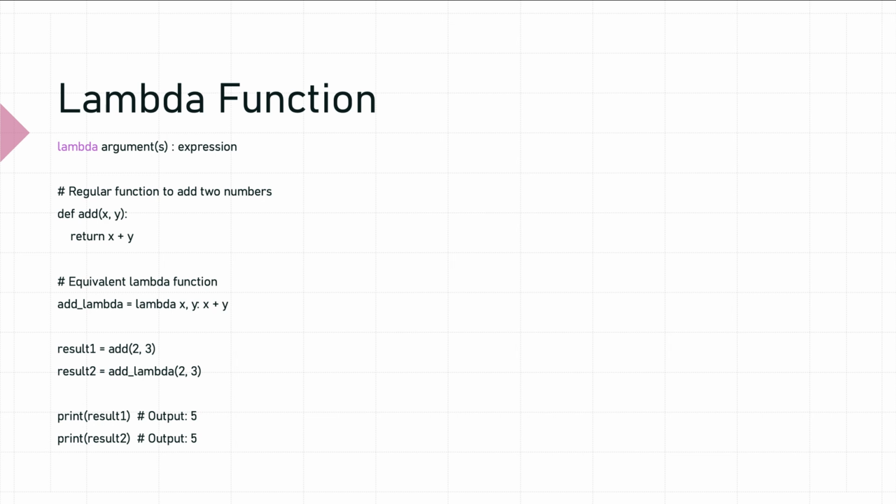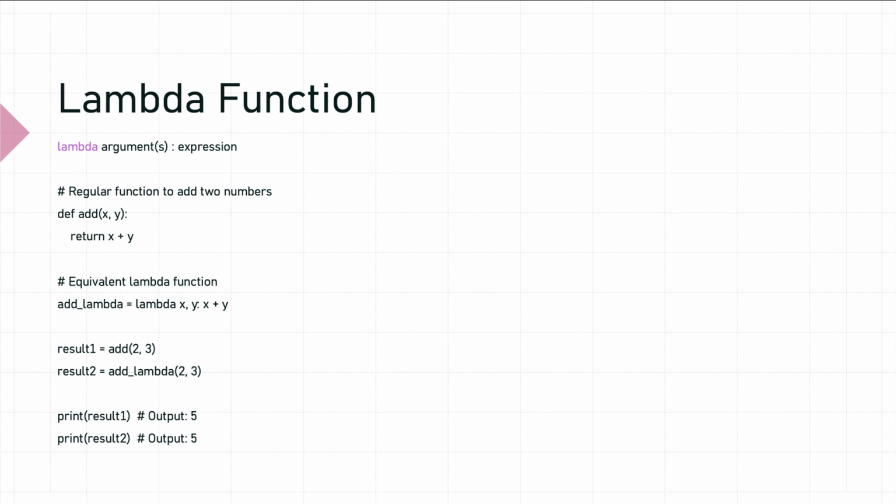Now the general syntax of a lambda function is as follows. We start with the word lambda, which is a reserved word in Python, followed by arguments, which are optional, followed by a colon, then some sort of an expression. And this all goes on one single line as you see here. So lambda is the keyword used to define a lambda function. Arguments are the input parameters for the lambda function, just like the arguments in a regular function. An expression is a single expression that is evaluated and returned as the result of the lambda function.